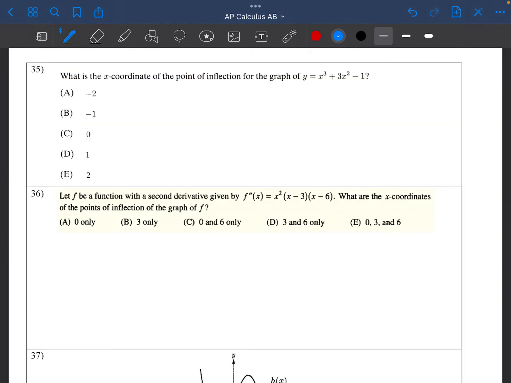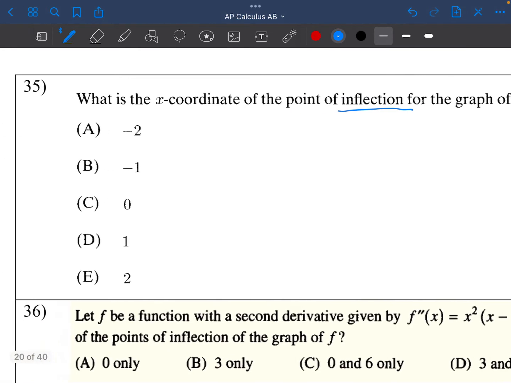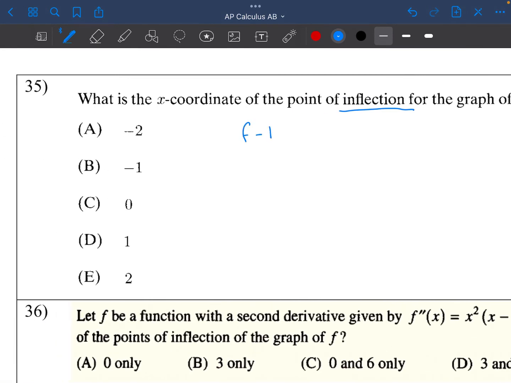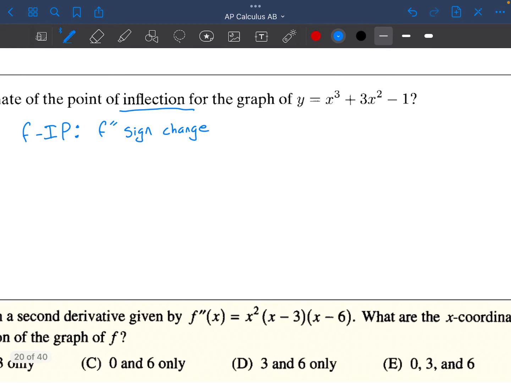Number 35. We're looking for the x-coordinate of the inflection point. So inflection point, that is a vocab definition that we definitely need to know. So we're talking about f, inflection point. The definition of f inflection point is where you have f double prime sign change. So if we have y, we need to find y prime and y double prime.